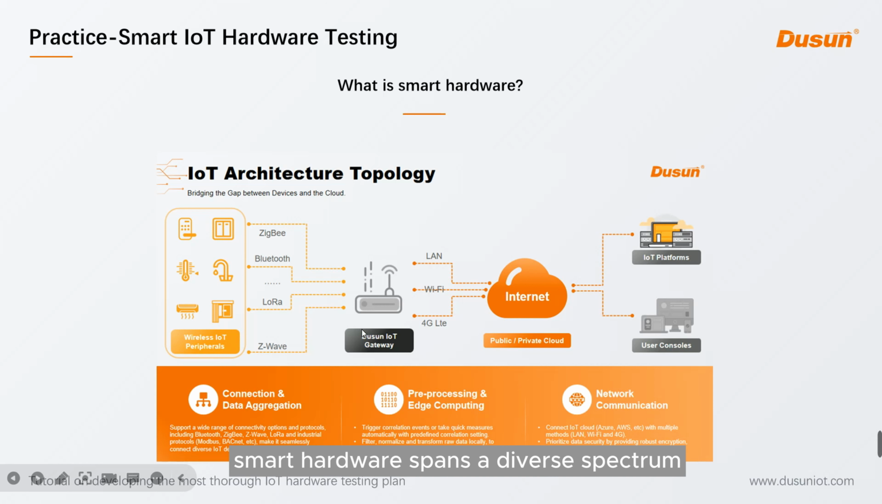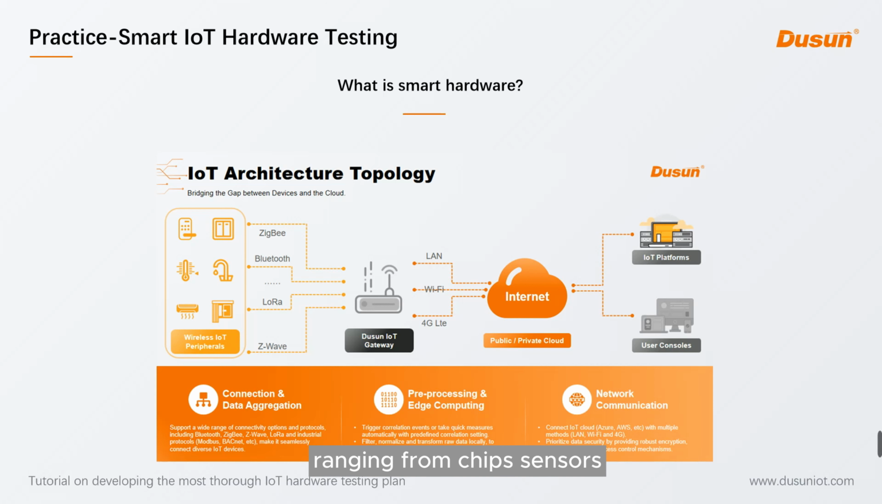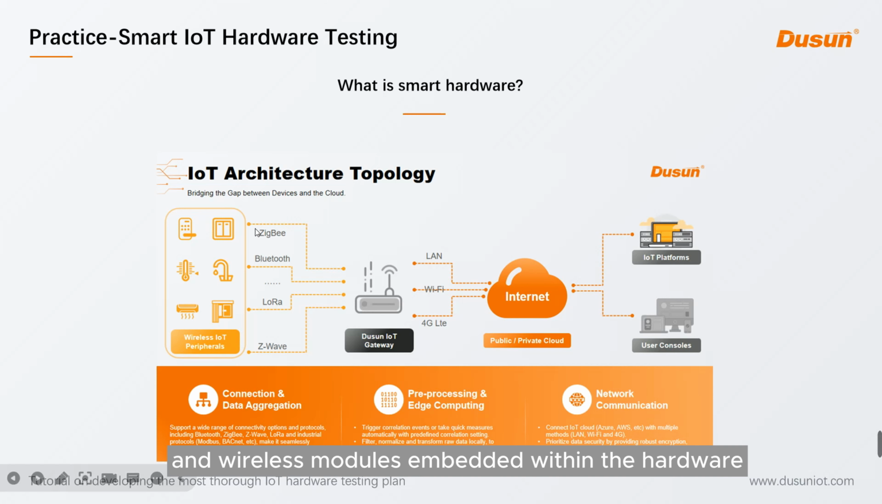Smart hardware spans a diverse spectrum, ranging from chips, sensors, and wireless modules embedded within the hardware, to network communication devices, servers, and an array of devices with integrated applications.